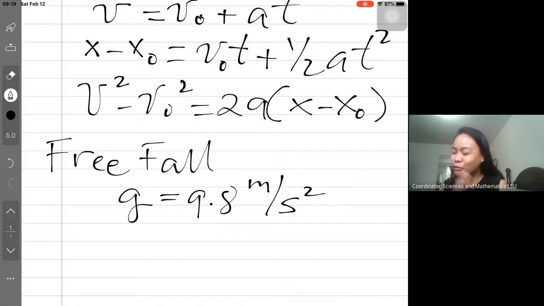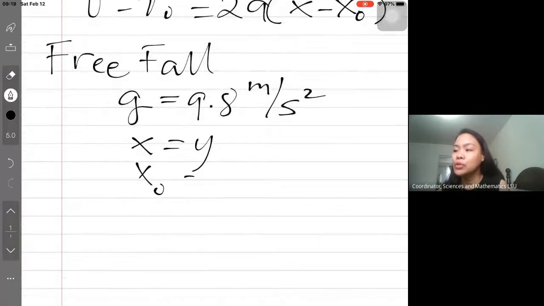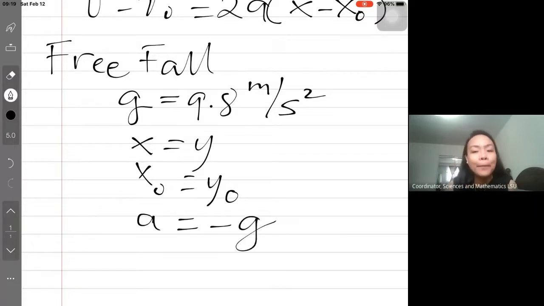All right. So for free fall, this is motion along the vertical line or along the y-axis. So instead of x, we are going to use y, and instead of x sub o, we are going to use y sub o. And instead of the acceleration, we are going to use the acceleration due to gravity. And this time it is negative g because of the direction it is going down. Okay, so below our datum for the negative y-axis.